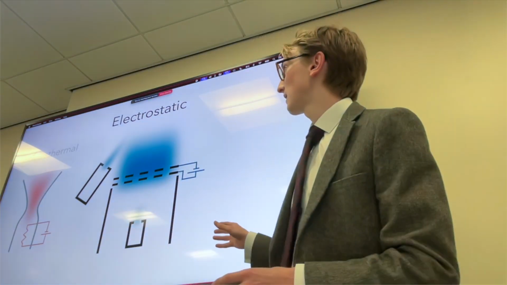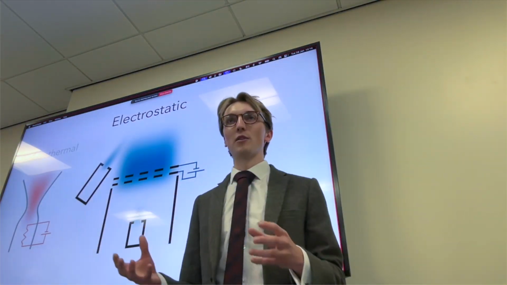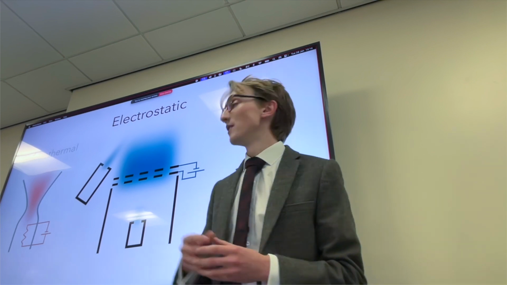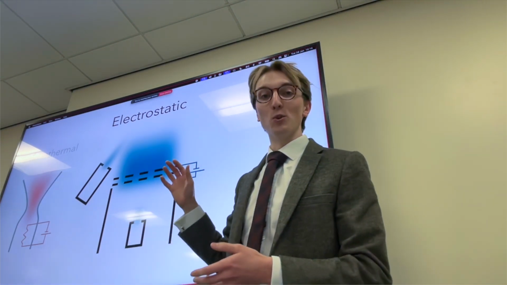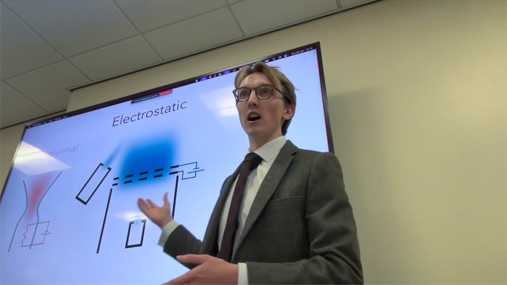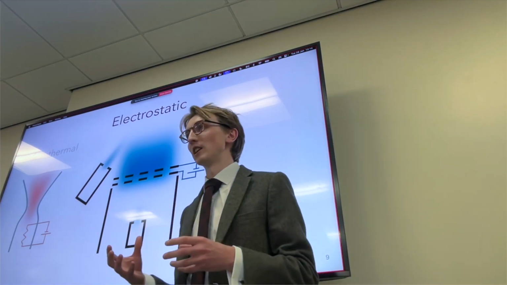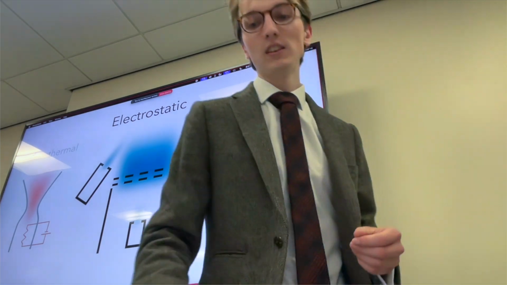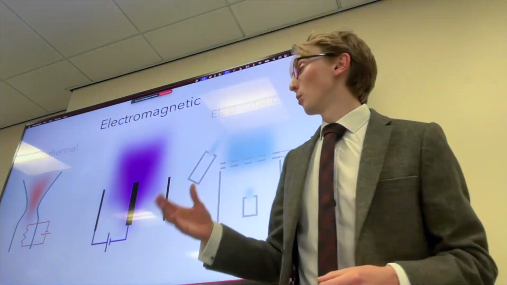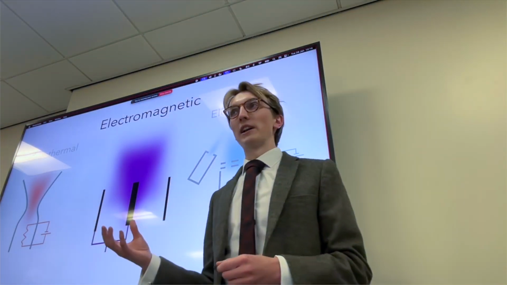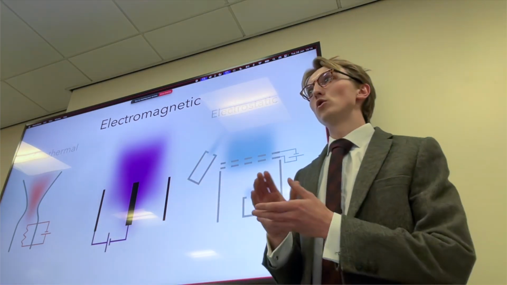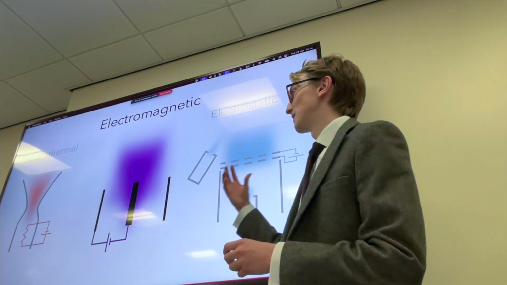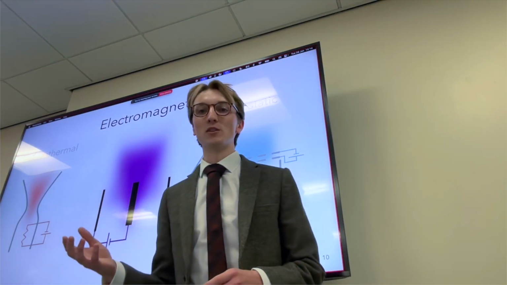We have electrostatic, which is your conventional gridded ion thrusters and Hall effect thrusters. These use strong electric fields to accelerate your propellant, and these have very high specific impulses, so you can get a large delta V per unit mass of propellant. And the topic of this thesis, which is ECR magnetic nozzle thrusters, these fall into the electromagnetic category, and these use strong magnetic fields to accelerate your propellant up to high velocities.